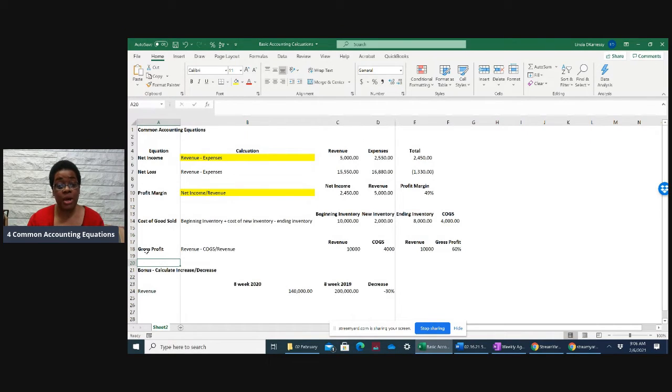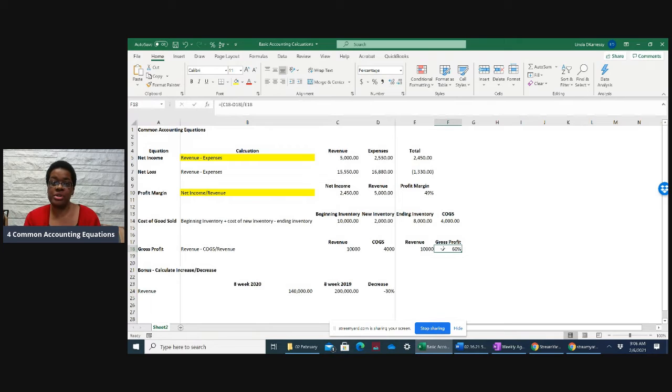Lastly, gross profit. Gross profit is revenue minus cost of goods sold, divided by revenue. Once again, that's a mouthful. So if your revenue is 10,000, your cost of goods sold is 4,000, and your revenue is 10,000, your gross profit is 60%.